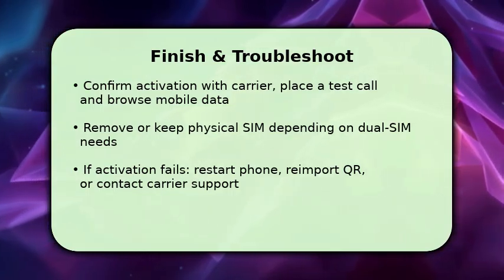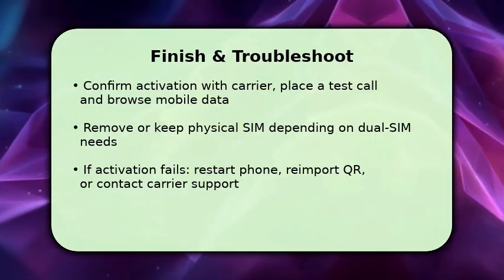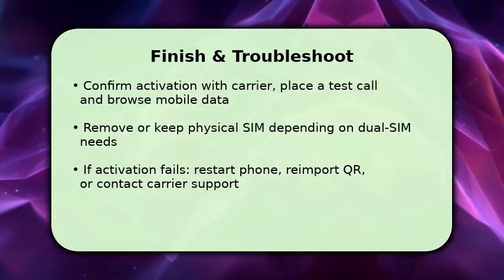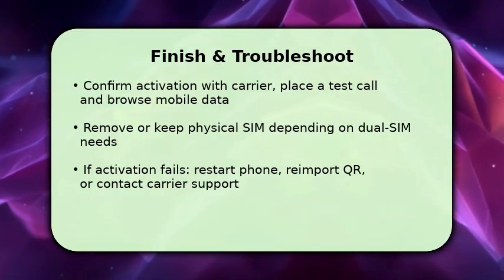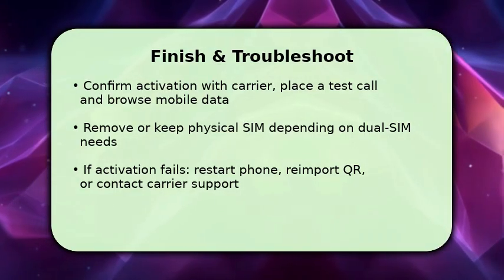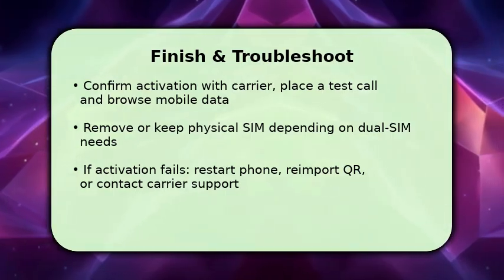If anything goes wrong, restart your iPhone first, re-import the QR or activation code, and if that still fails, contact your carrier. Often they can push the activation or reset the eSIM.